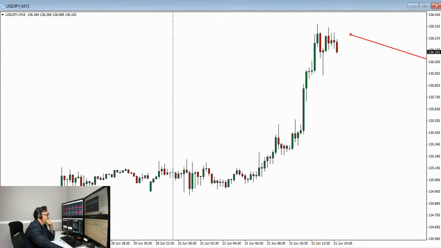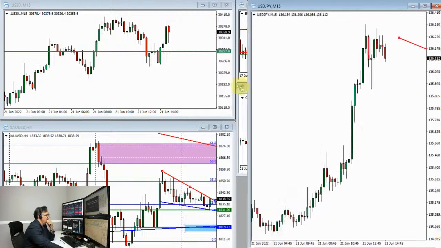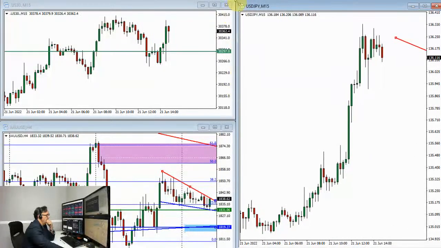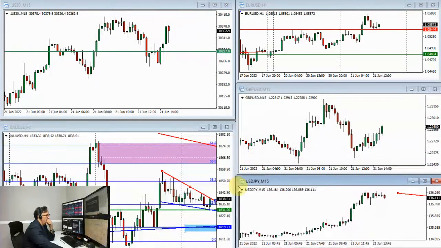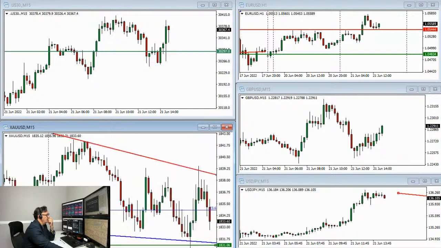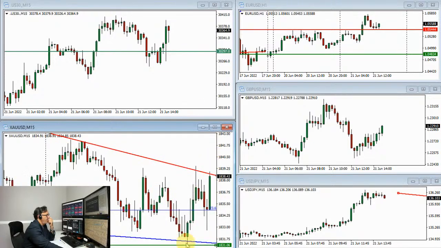Hopefully this is helping, guys. Gold is coming fairly close to that breakout level. This looks tempting.